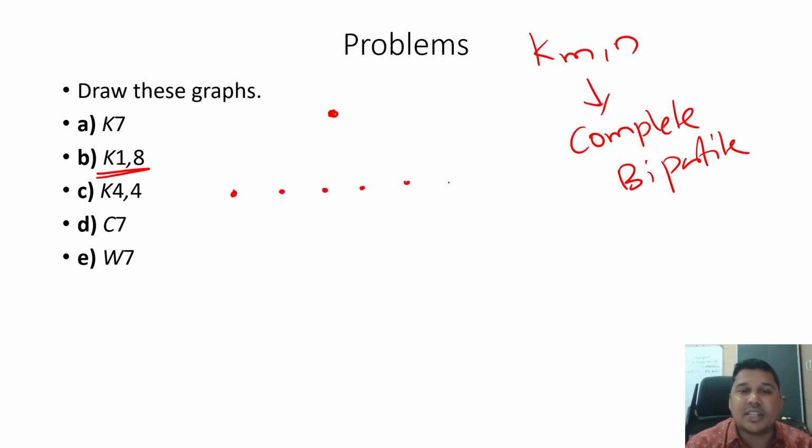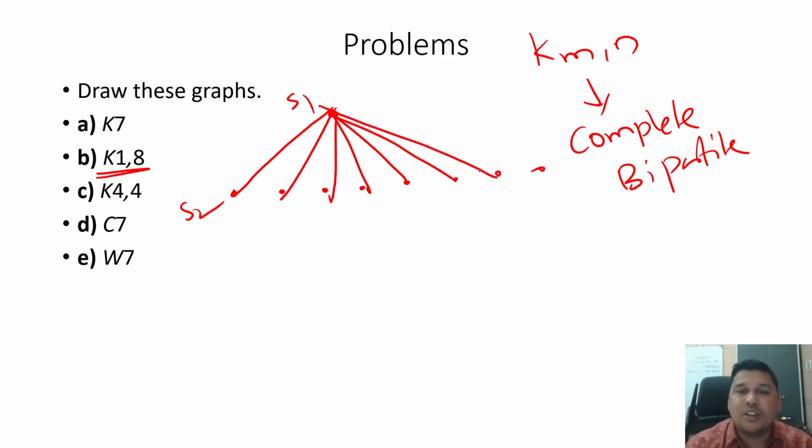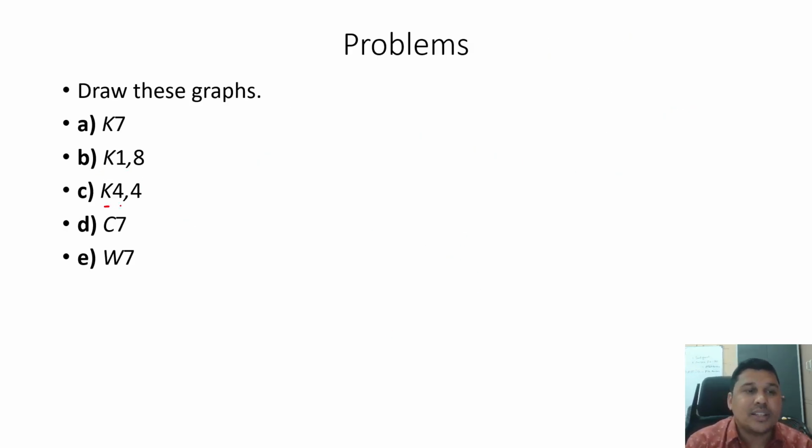I have 8 vertices here, like this. So this is set 1 and this is set 2. From all the vertices of set 1, there should be an edge to all the vertices of set 2. Since I have only one element, this is the graph. I have a path from the vertex of S1 to all the other vertices. This is K18. Next, what is K44?